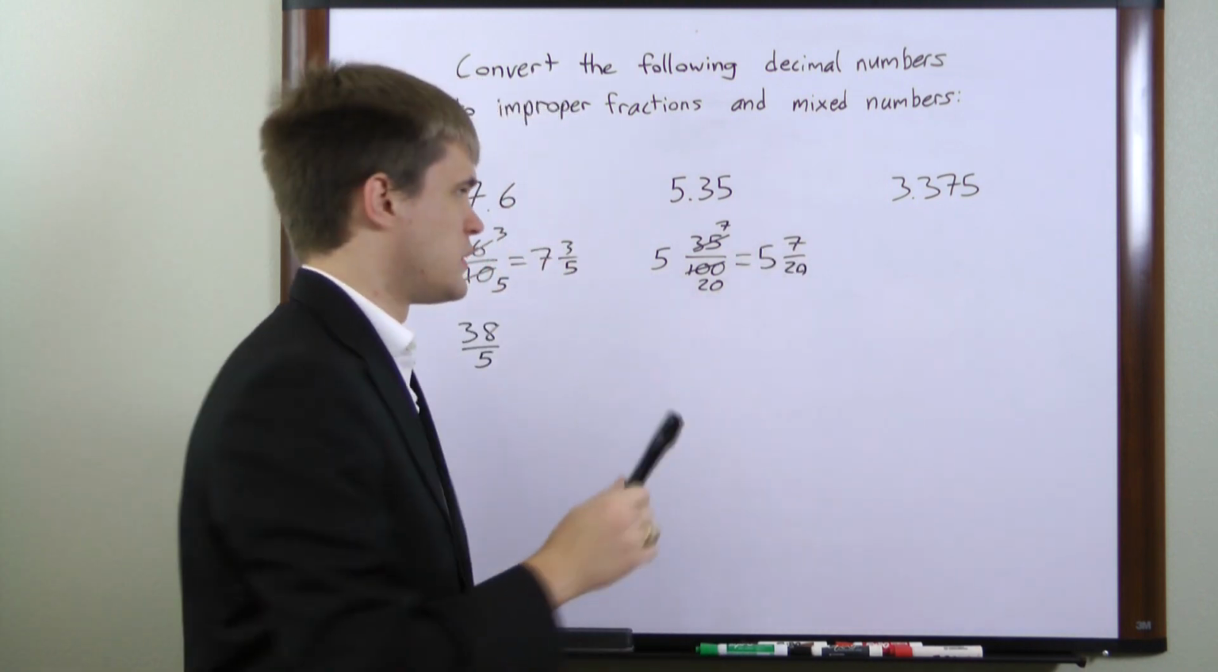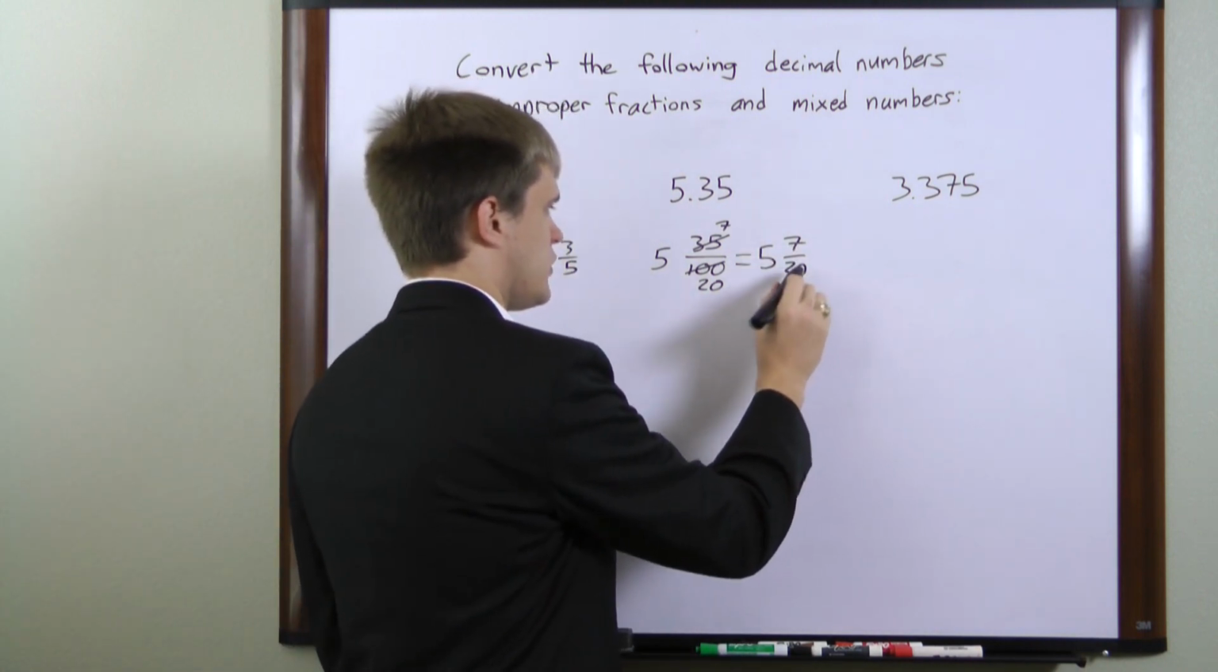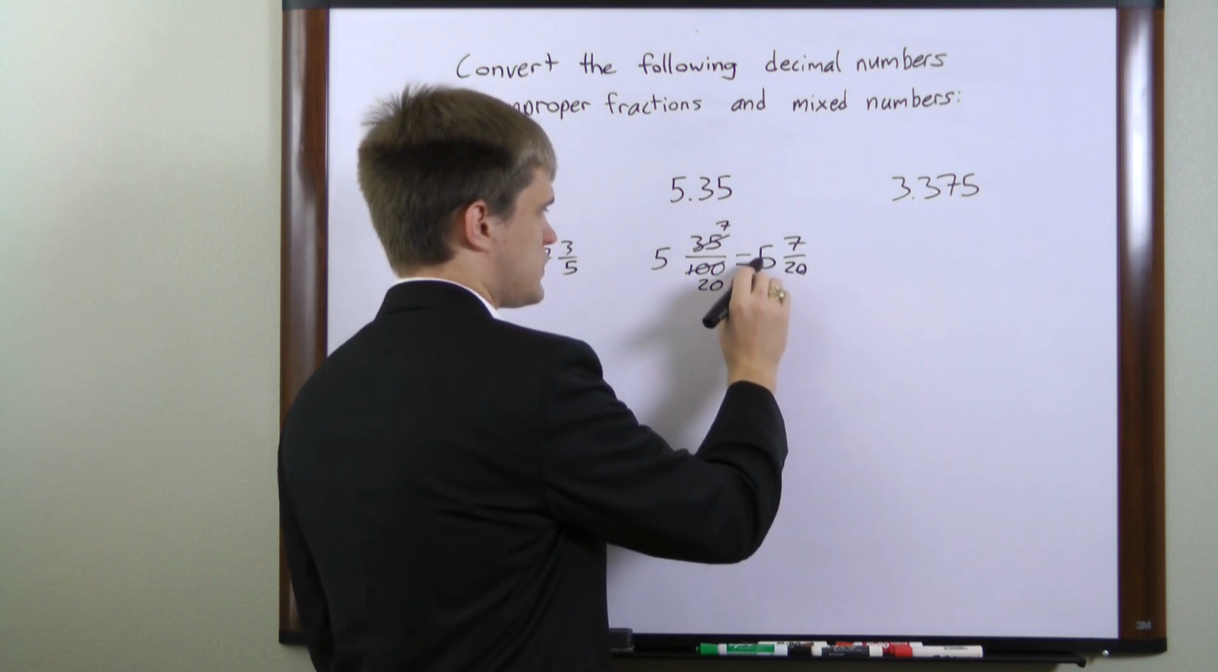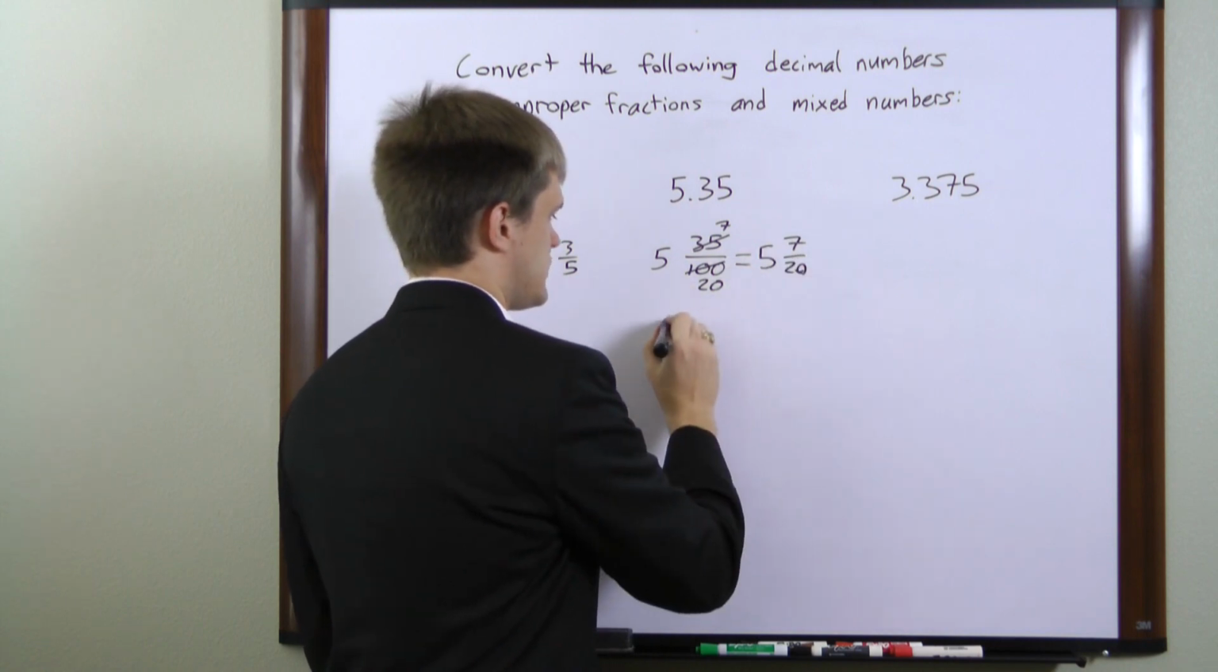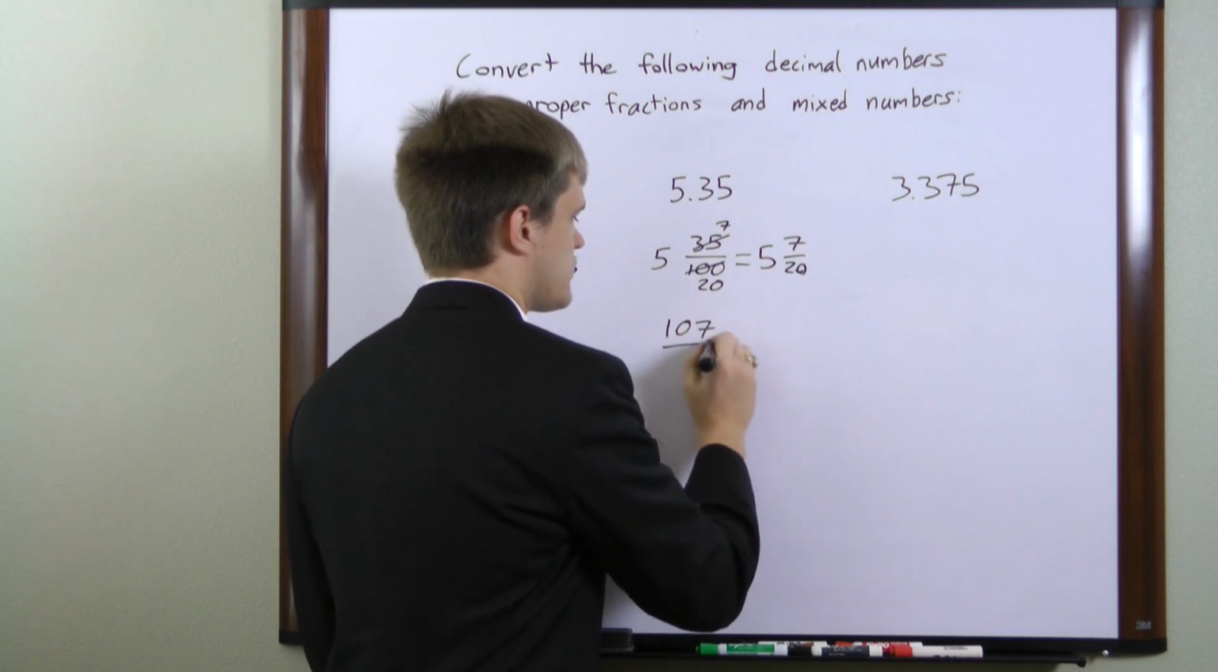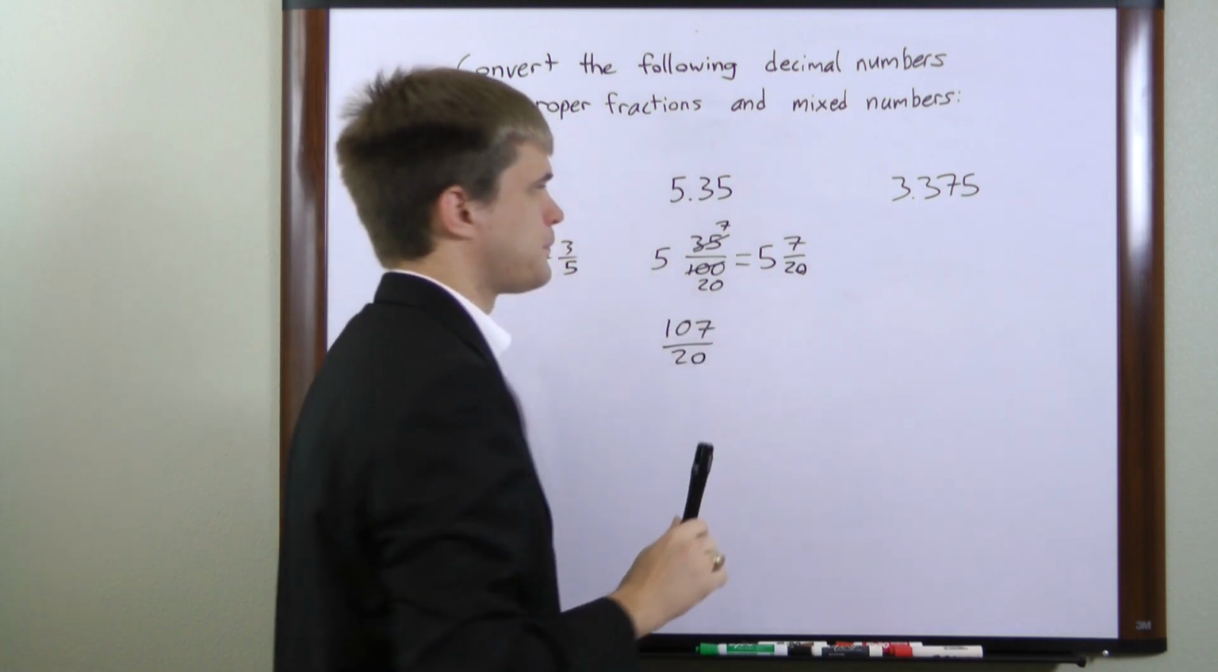To convert to an improper fraction now, we'll multiply 20 times 5, which is 100, plus 7, which is 107. So we have 107 over 20.